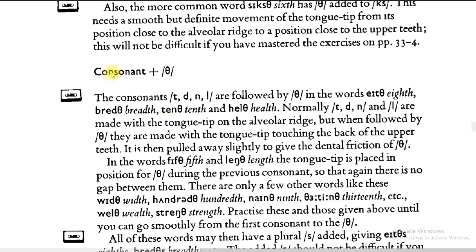What kind of consonants will appear here, as the book gave them to us? The sounds t, d, n, and l. These four sounds are predicted to appear before the th sound, and something is going to happen.